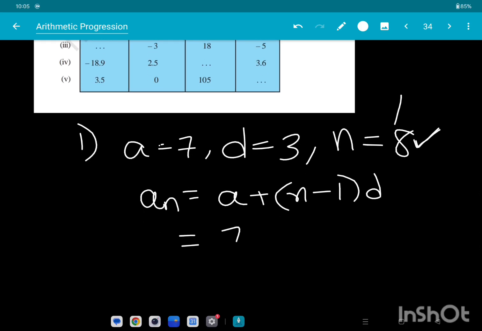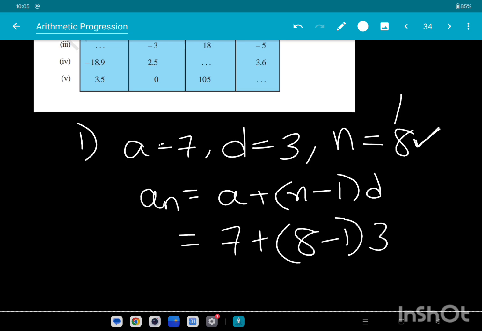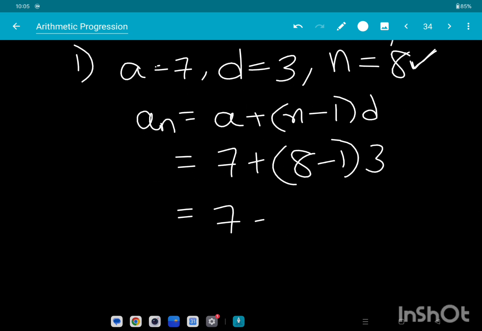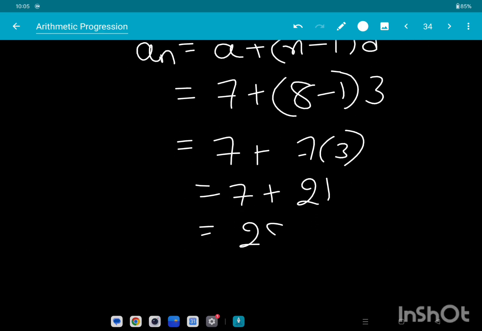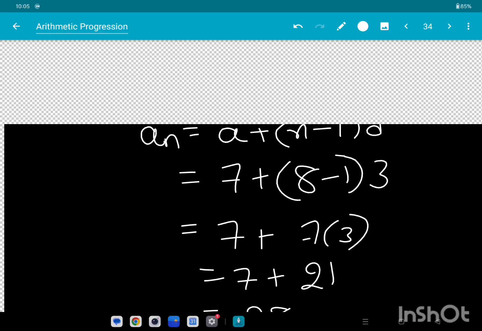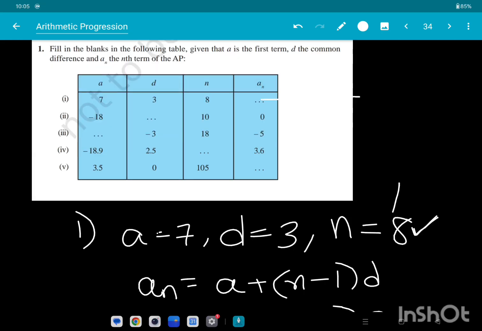So what is the a value? 7 plus (8 minus 1) into d value, which is 3, is equal to 7 plus 7, since 8 minus 1 is 7, into 3. 7 plus 7 threes are 21. 21 plus 7 is 28. So here we find that the an value is 28. Here I can write it as an value is 28.